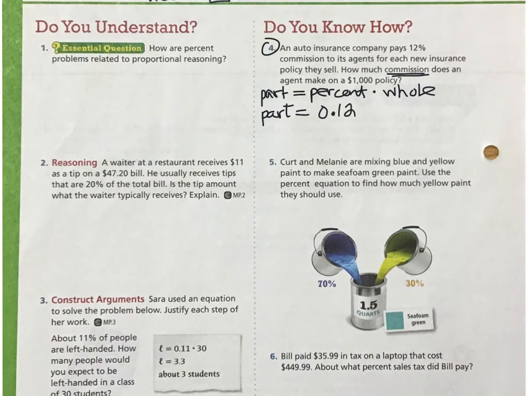The percent that they make is in decimal form, so 12% equals 12 hundredths. Remember, percent means out of 100, so if it's two numbers in the percent like that, then we can just put the decimal point in front. Use your percent key to do that on your calculator, and the whole is the cost of the policy, which is $1,000. So how much money does that insurance agent make on a $1,000 policy? Well, you need to multiply 12% in its decimal form times 1,000, and you will find that the agent makes $120 in commission.